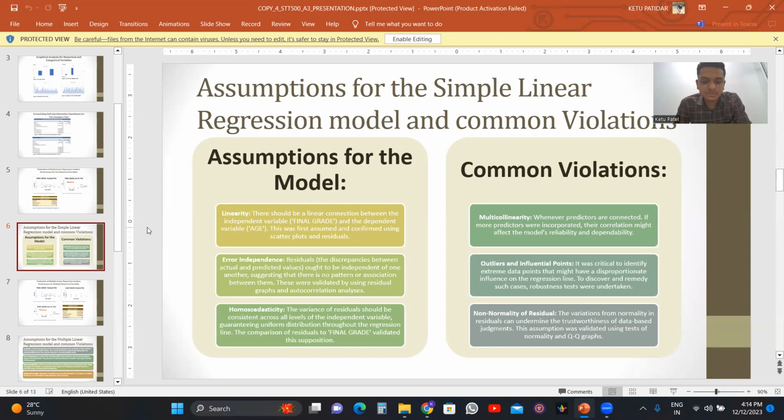Homoscedasticity: the variance of the residuals should be consistent across all levels of the independent variable, guaranteeing uniform distribution around the regression line. The comparison of residuals to final grade validates this supposition. Collinearity violation: wherever predictors are connected, if more predictors were incorporated, their correlation might affect the model's reliability and dependability. Outliers and influence points: it was critical to identify extreme data points that might have an influence on the regression line.